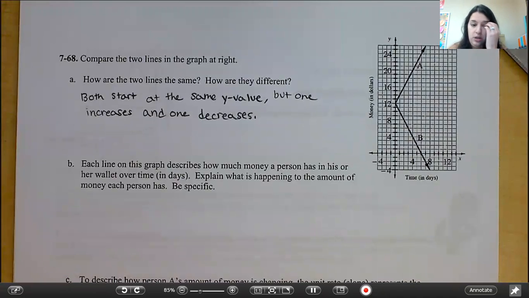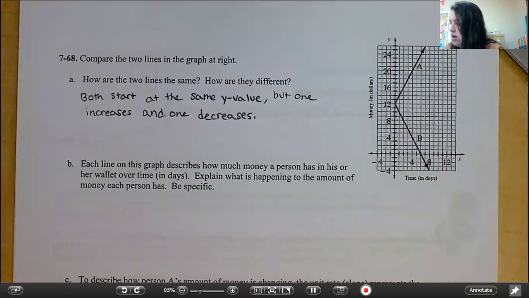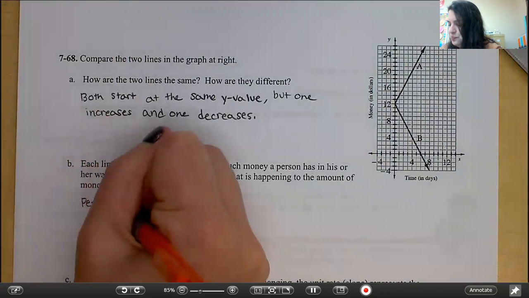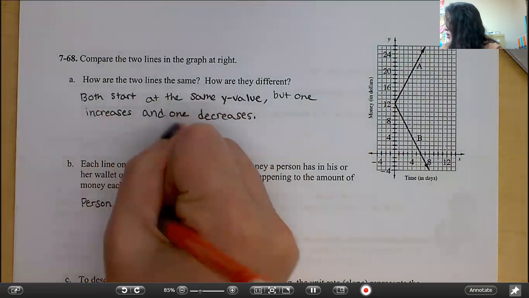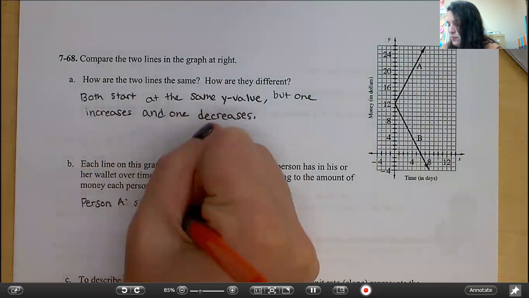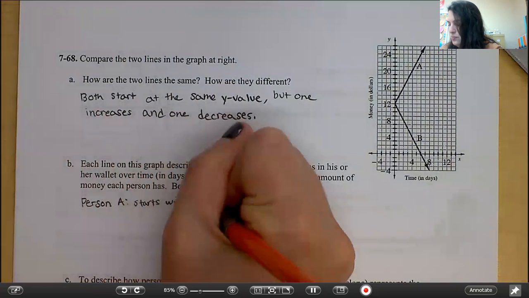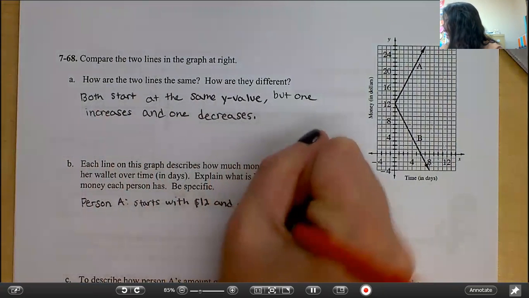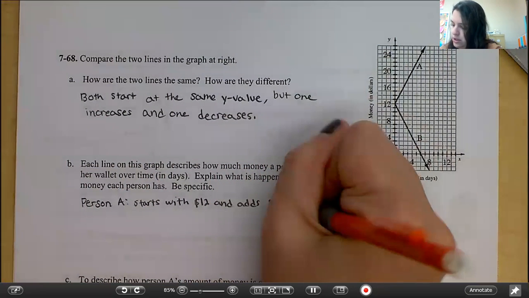Part B says each line on this graph describes how much money a person has in his or her wallet over time in days. Explain what is happening to the amount of money each person has. Be specific. So we're going to do this together. So person A starts with $12 and adds $2 to her account every day.